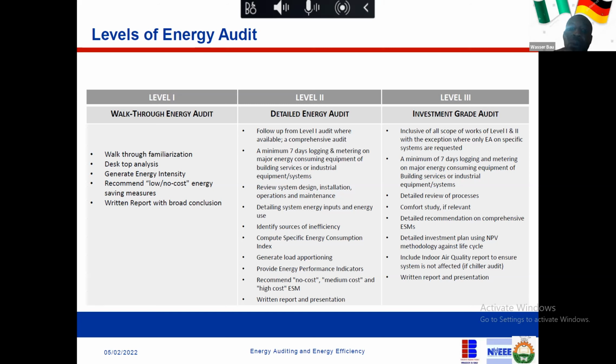Then you need to provide what we call energy performance indicators or key performance indicators. In other words, these are the areas that are most important. These are the areas that we need to look into, or these are the areas we need to spend money on, and so on and so forth. Then in your recommendation, you are supposed to make 3 recommendations, unlike 1 for walkthrough audits. You need to recommend low-cost measures, medium-cost measures, and high-cost measures.